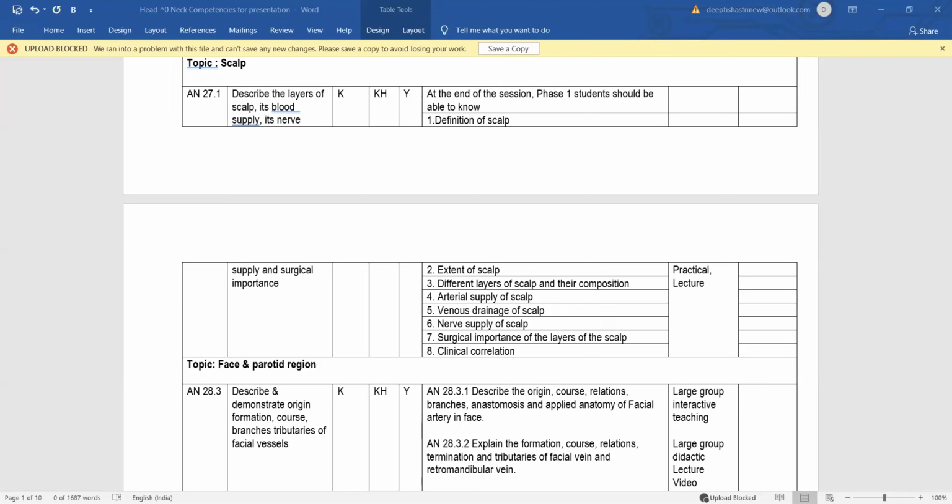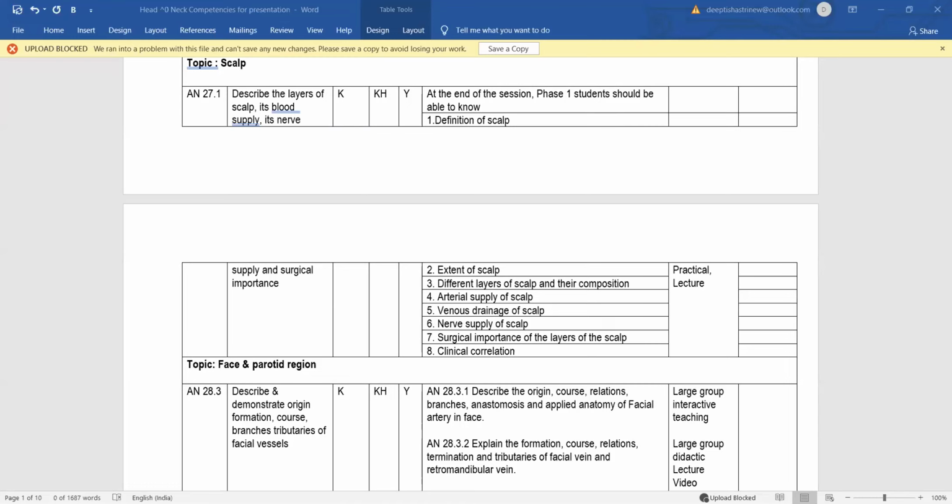That is just for showing the extent, ma'am. The extent we can show in a small group discussion in practical, and arterial supply and venous drainage also, but not the layers. Actually, we cannot separate the layers. You have put a single teaching learning method together as practical and lecture together. Yeah, ma'am, we can separate it, no problem.